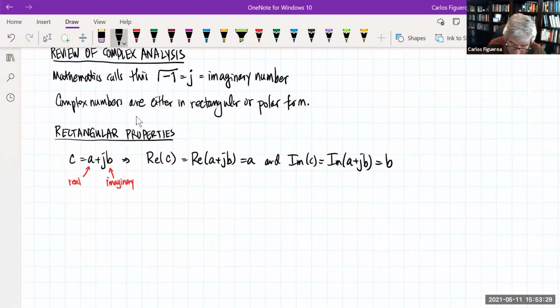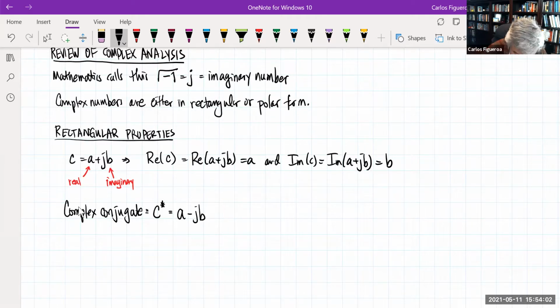Now, we have a very special and important quantity called a complex conjugate. The complex conjugate is C star. That's how we define it. And all you do when you take the complex conjugate is take the sign of the imaginary part and make it negative. So then this would be a minus jb. This is an important one. Complex conjugates show up everywhere.